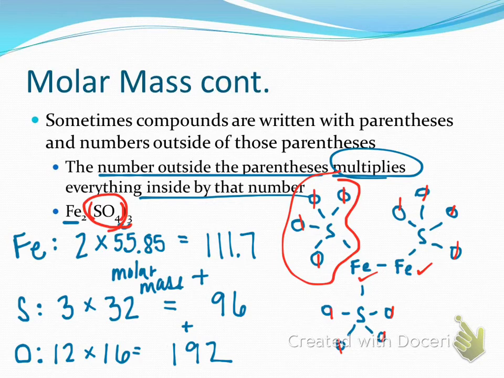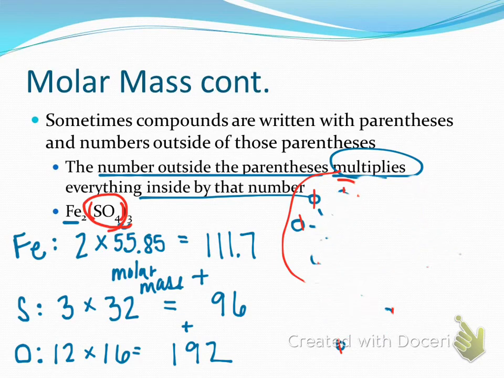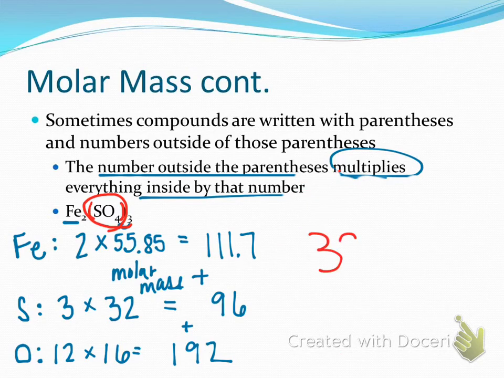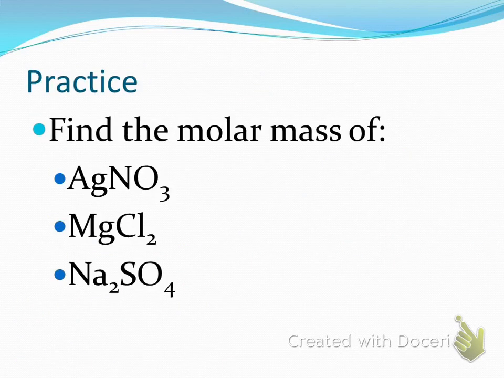Okay, so if we added all of those together, what did we get for our final molar mass? Somebody say it with confidence. Perfect. 399.7. And what's our units for molar mass? Grams per mole. Good. What if I had asked you for atomic mass? What would the units be? AMU, right? We'd solve it exactly the same, except the units would be AMU instead of grams per mole. Okay, try these 3 on your own.